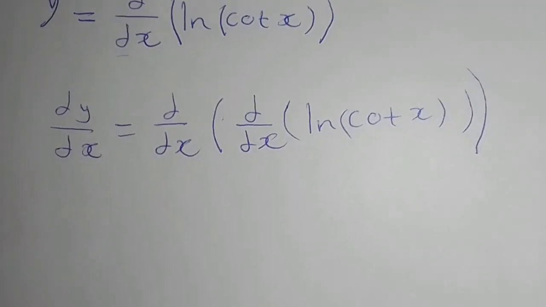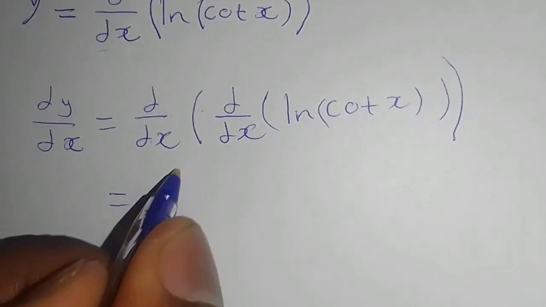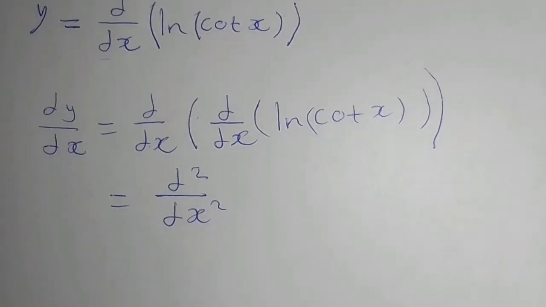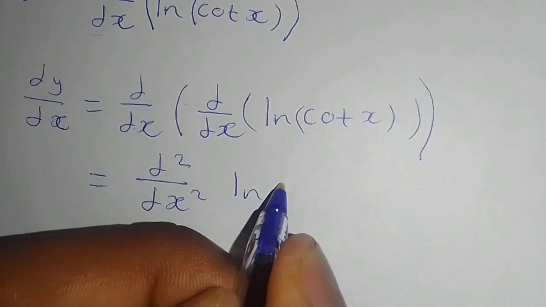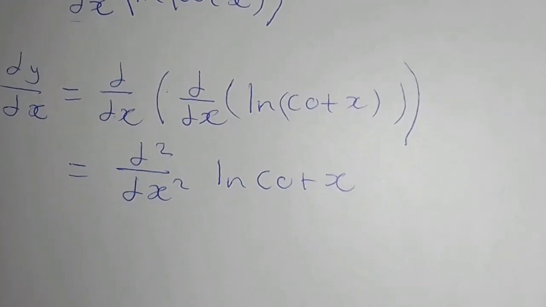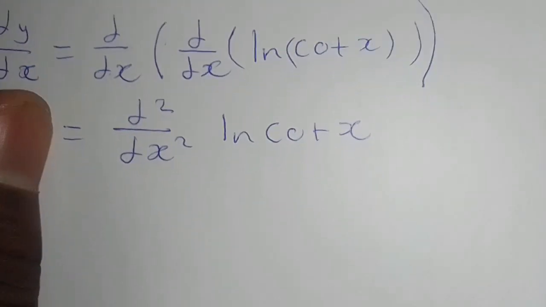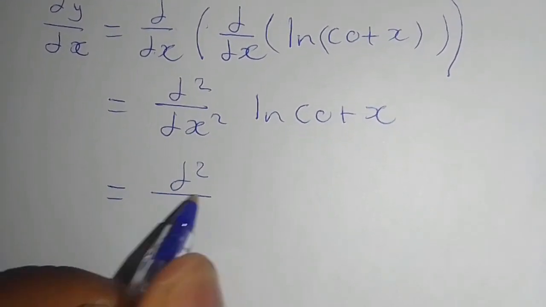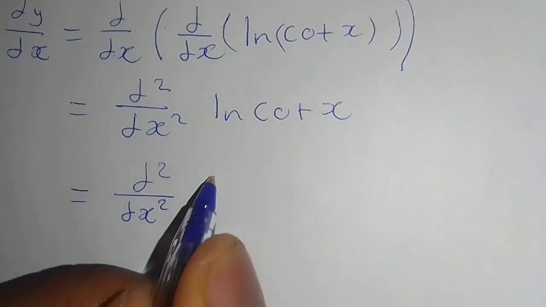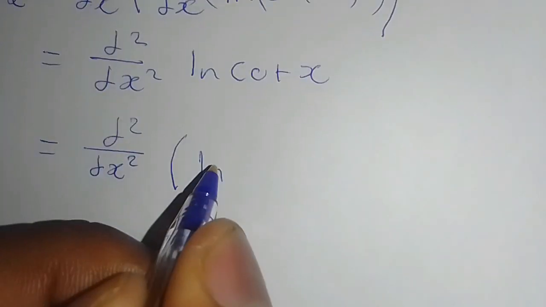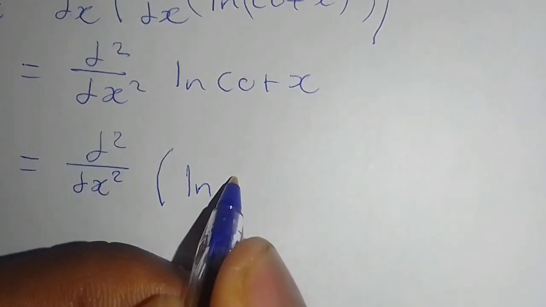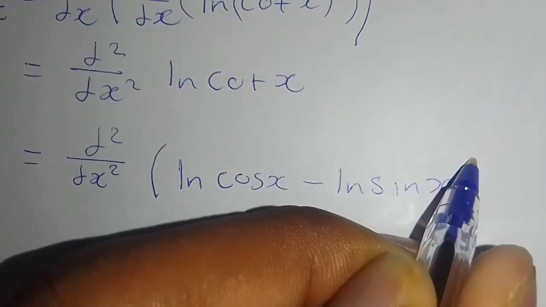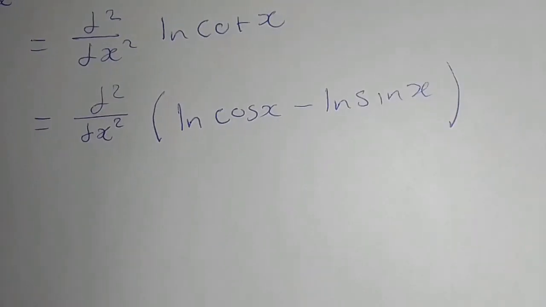And so now if you focus here, we'll end up having d squared over dx squared. That just means take the second derivative of ln cot x. So we have d squared over dx squared of ln cot x. And if we want to take the second derivative, we can simplify this. We know that cot x is basically cos over sine. So we have ln cos x minus ln sine x. And so now we want to take the derivative of that.